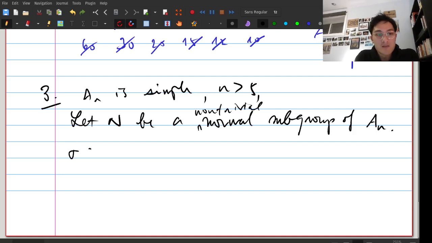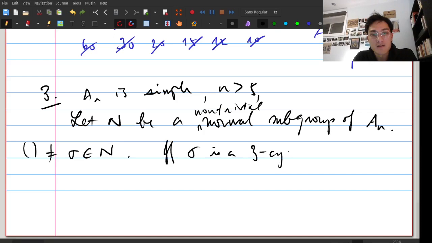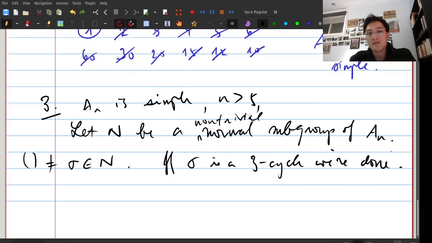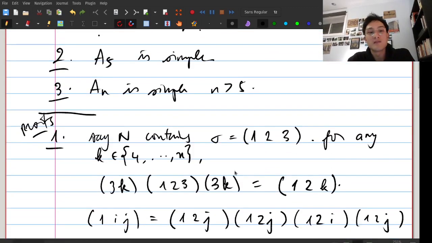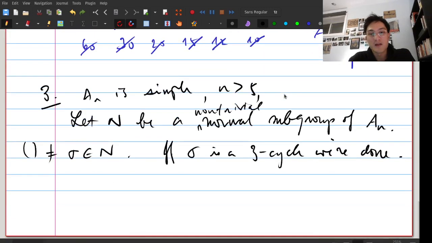Okay, so there's some sigma in N, and sigma is not equal to the identity. So since sigma is not equal to the identity, if sigma is a 3-cycle, we're done. Right? By lemma 1, or part 1 here, if you contain a 3-cycle, then N is A_n. So if sigma is a 3-cycle, we're done. If it's not a 3-cycle, then it has to have at least 2 disjoint transpositions. So sigma has to have some transposition, some other transposition.